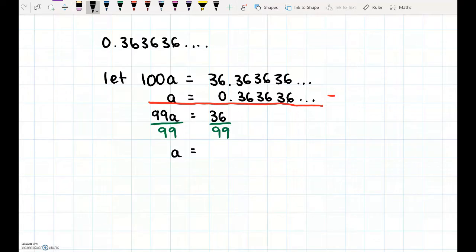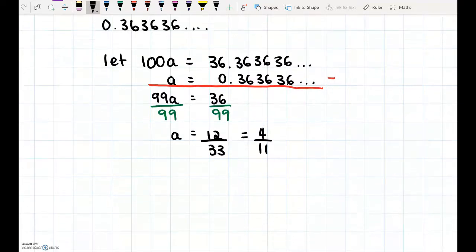Now we can divide all of these numbers by 3. So 36 divided by 3 gives us 12, and 99 divided by 3 gives us 33. We can see that it still can be simplified further because both of these can be divided by 3. So 12 divided by 3 is 4, and 33 divided by 3 is 11. And there we have our final answer. So we can do this with any numbers.